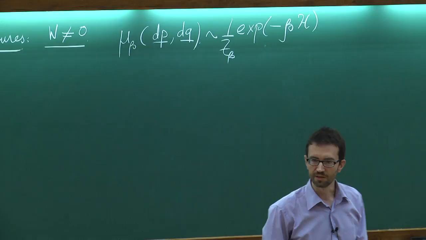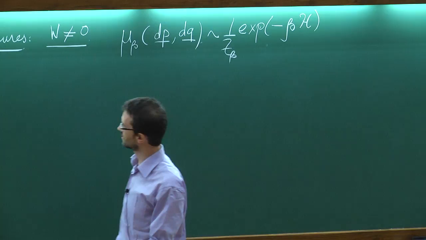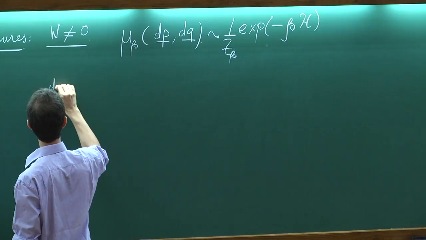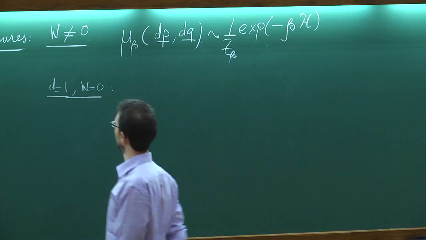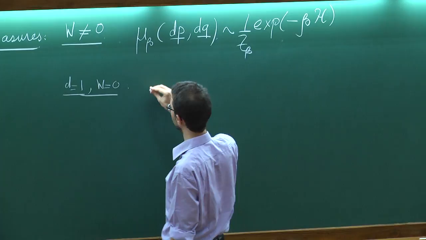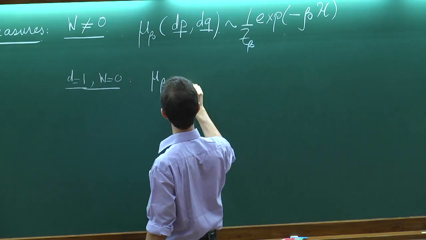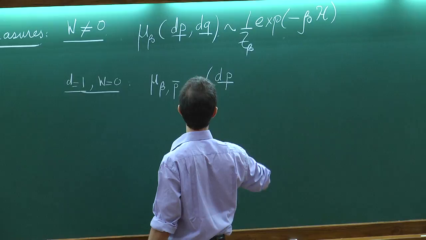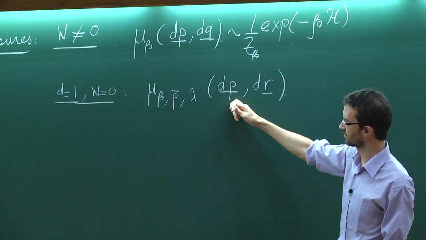There is a case where it is particularly easy to make sense of this measure. It's the case in dimension one and W equal to zero. So in this case, you have three conserved quantities. Since you have three conserved quantities, the Gibbs measures are parameterized by three parameters. Here you had only one conserved quantity, but now you have three parameters which parameterize the equilibrium measure.